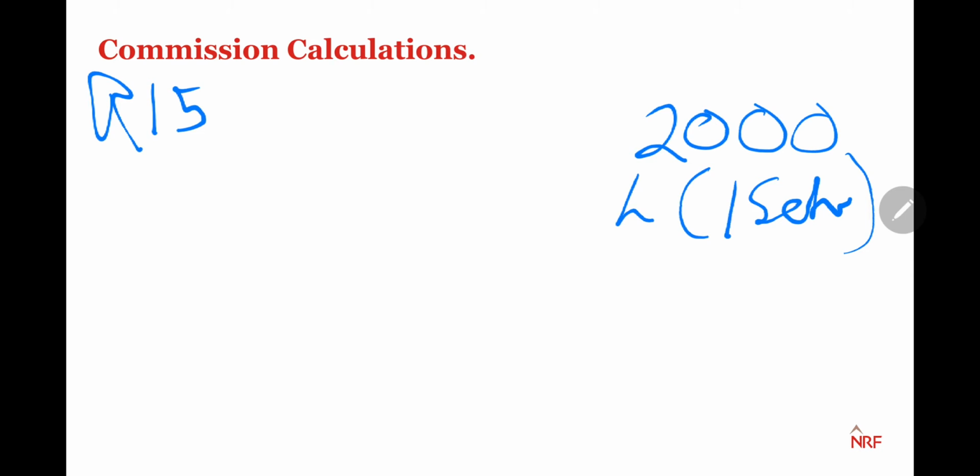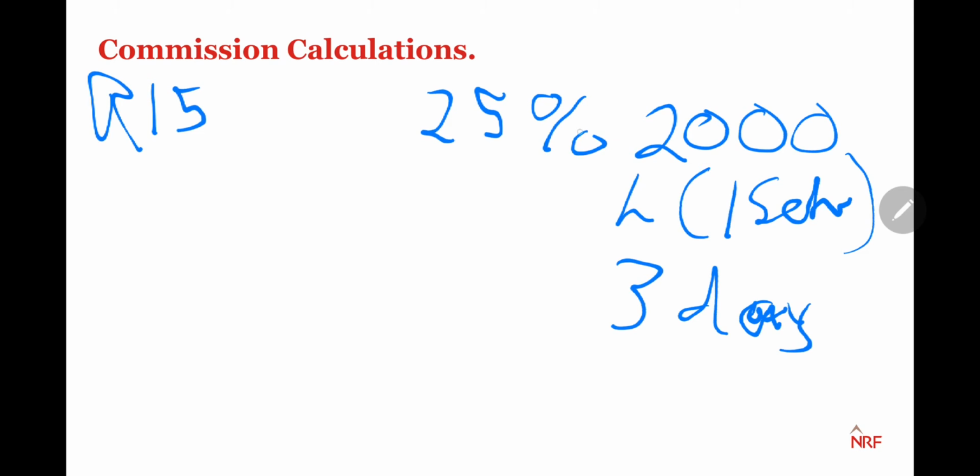So let's say you go to that school for a minimum of 3 days in a single week, and we say you find at least 25% of this 2,000. 25% of 2,000 is 500 learners. So it means on a single day.